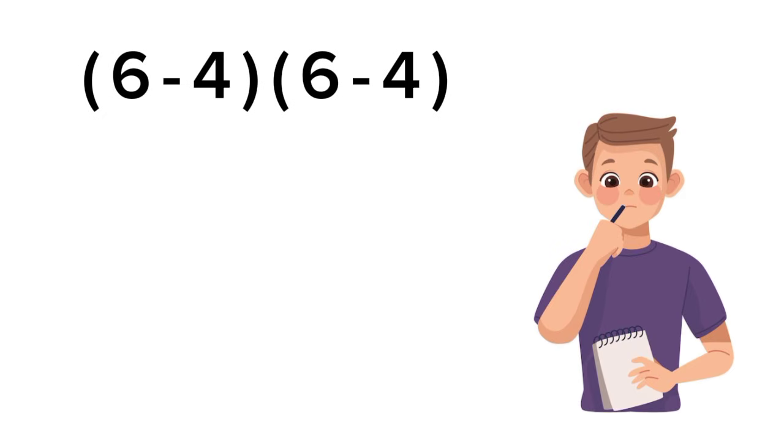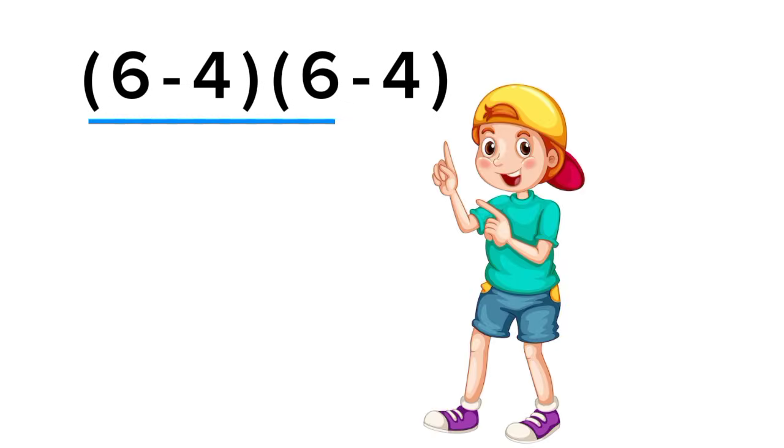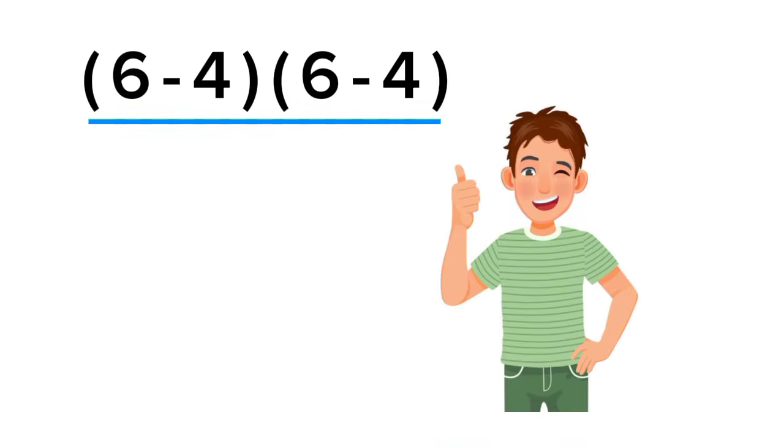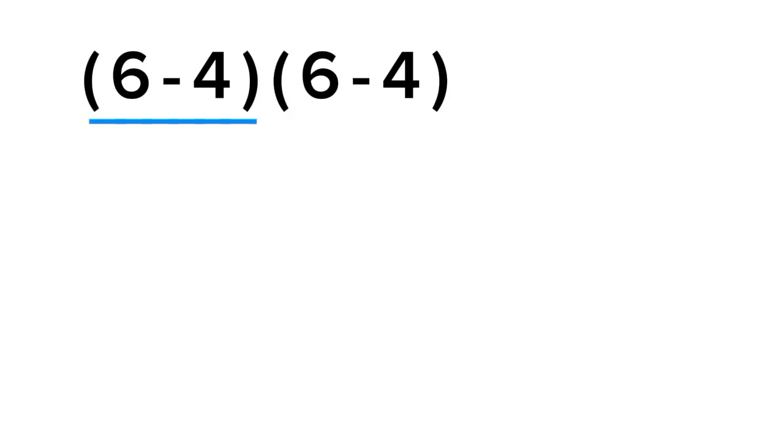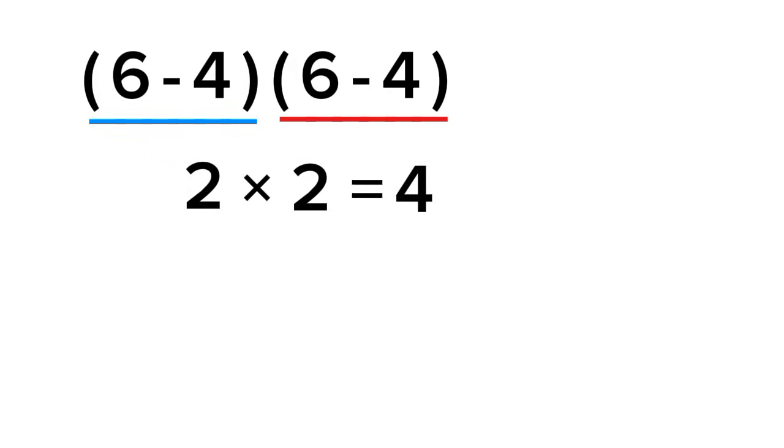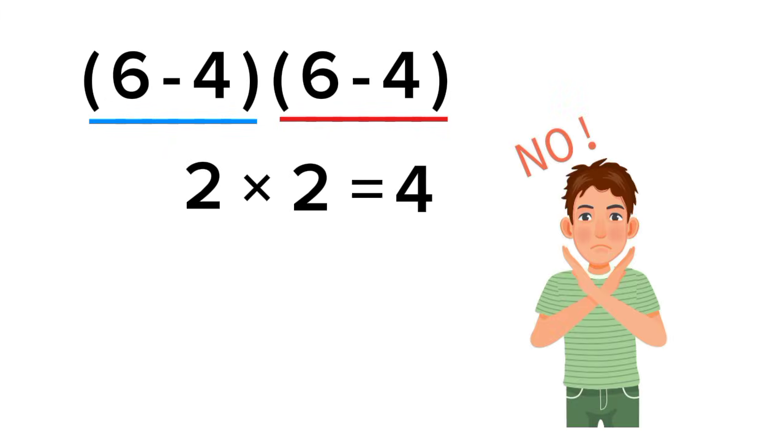Today, we're going to find the value of this expression: 6 minus 4 times 6 minus 4. Ready? Let's get started. Now, if we just rush through it, we might say 6 minus 4 equals 2, and then multiply by another 6 minus 4, which is also 2. So, 2 times 2 equals 4. But hold on, that's not the correct answer.